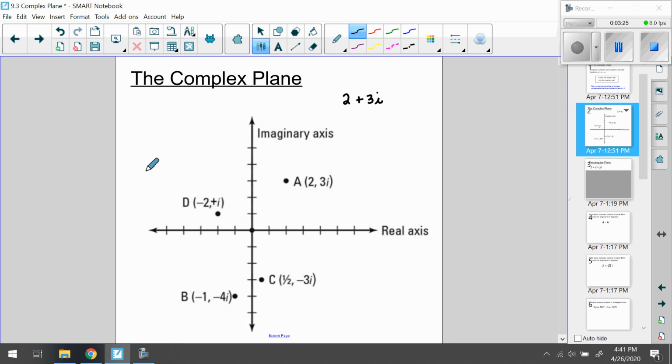For the point D, it would be something like -2 plus i. So you would go left 2 on the real axis and up 1. There's a coefficient of 1 hiding there. You would go up 1 on the imaginary axis, and that would be where point D is. That's how the complex plane works. The x value, or the real value, is the direction you go left to right, and then the coefficient in front of i is the imaginary part, and it tells you how far to go up or down.